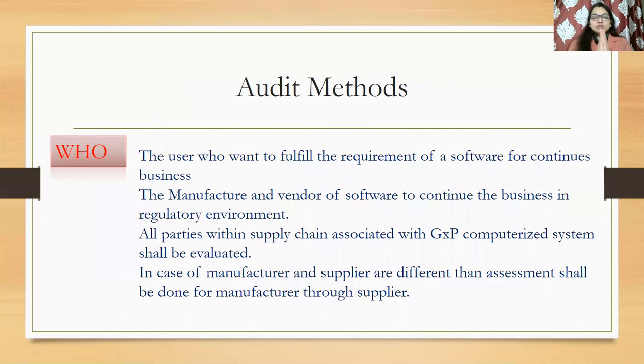Who? The user who wants to fulfill the requirement of a software for continuing the business. The manufacturer and the vendor of the software to continue the business in a regulatory environment. All parties within the supply chain associated with the GxP computerized system shall be evaluated. In case the manufacturer and supplier are different, then the assessment shall be done by the manufacturer through the supplier.